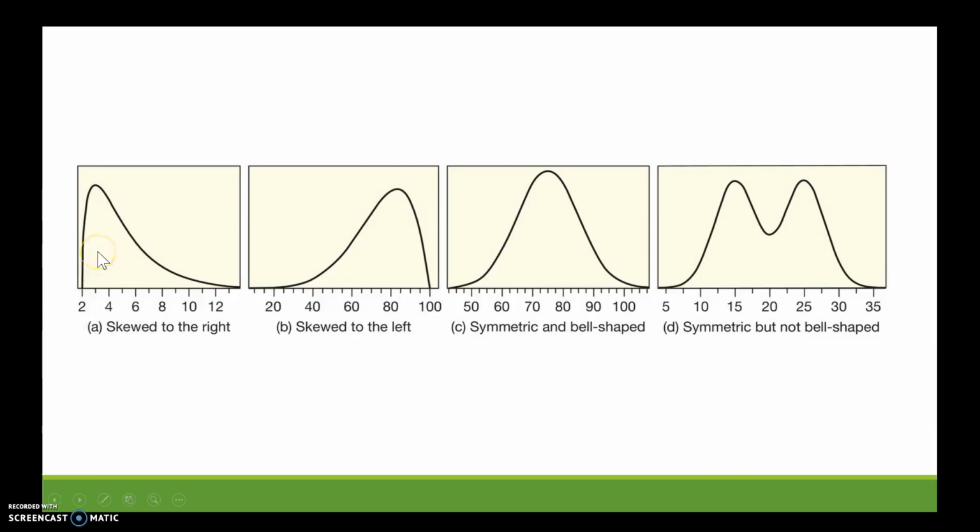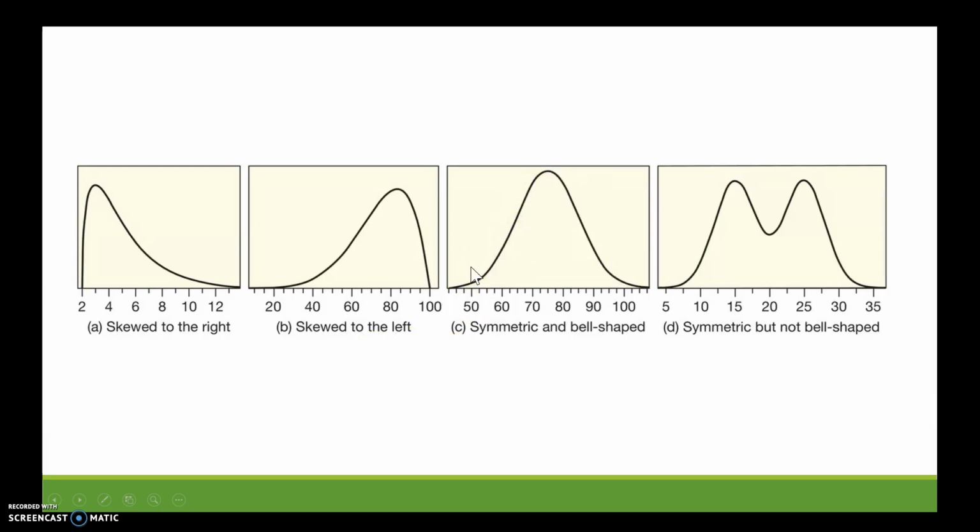So notice for this curve, again, most of the data is piled on the left, and it kind of looks like the curve has been pulled out to the right. So we call this right skewed or skewed to the right. For this one, the data is piled on the right, and it looks like someone kind of pulled it out to the left. So that's skewed to the left. Again, here's another symmetric bell-shaped.